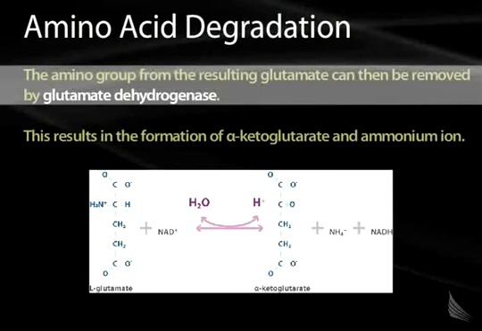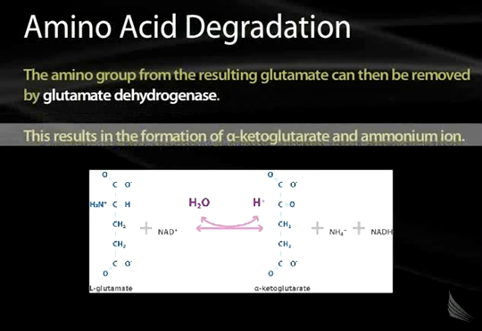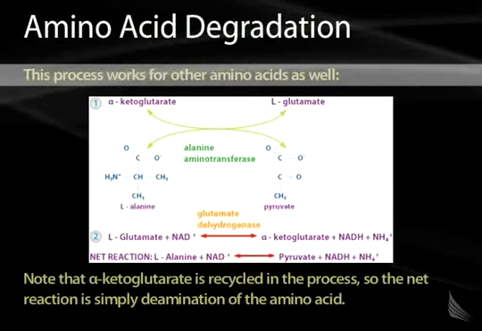The amino group from the resulting glutamate can be removed by an enzyme called glutamate dehydrogenase, and this results in the formation of alpha-ketoglutarate again with an ammonium ion. This process works for other amino acids as well. In a two-step process, for example, we're able to take alanine, transfer the amino group to alpha-ketoglutarate to form glutamate, and the alanine in the process is converted to pyruvate, which can be used in gluconeogenesis or in the TCA cycle as energy.